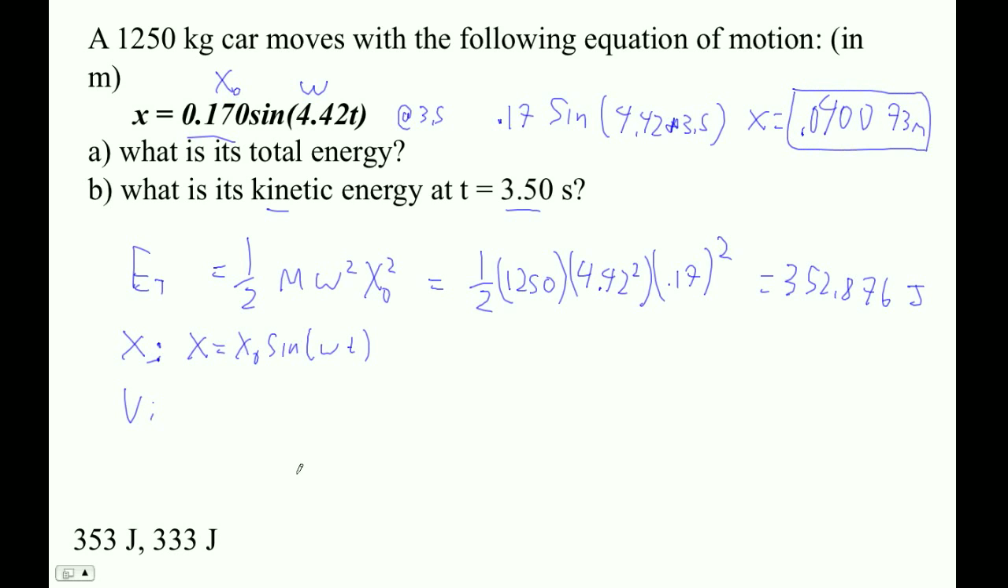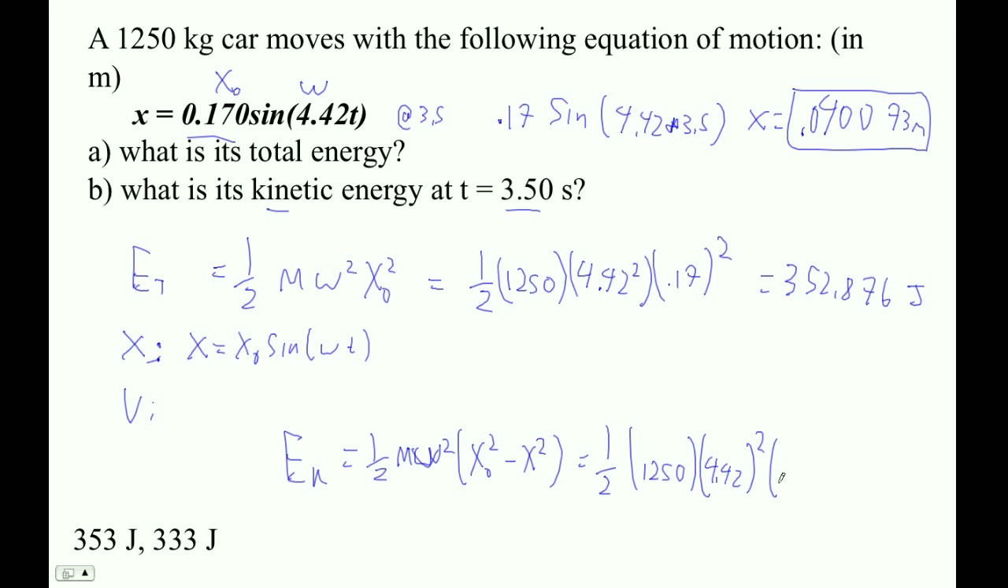Okay, that's our x, and now I'm going to find the kinetic energy, right? It is 1/2 m omega squared, right, times x naught squared minus x squared, right? So that is equal to 1/2 times 1250, and then omega is 4.42 squared, right, times our amplitude 0.17 squared minus 0.040073 squared. Okay, so I'm going to store that in x just for fun.